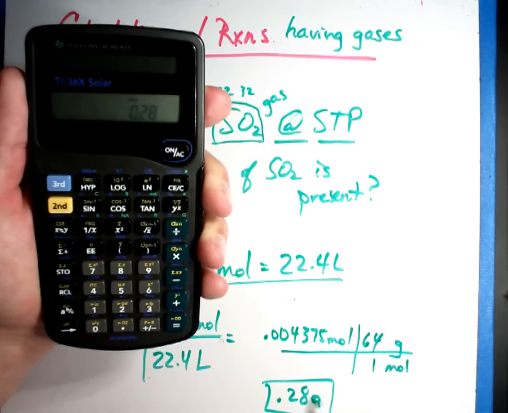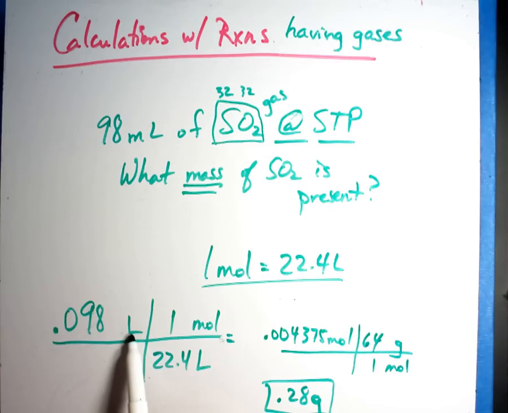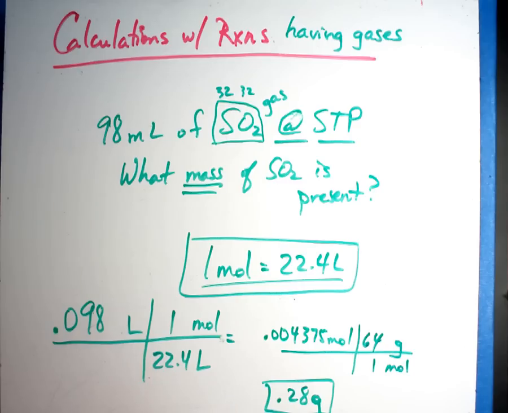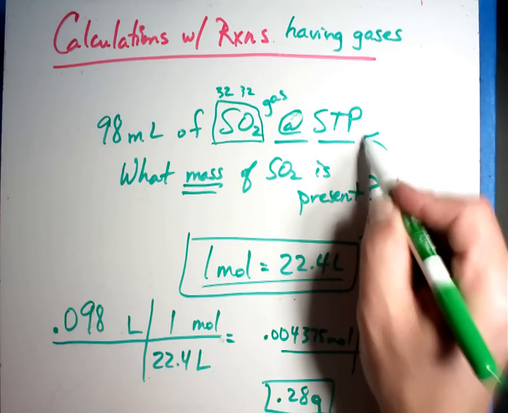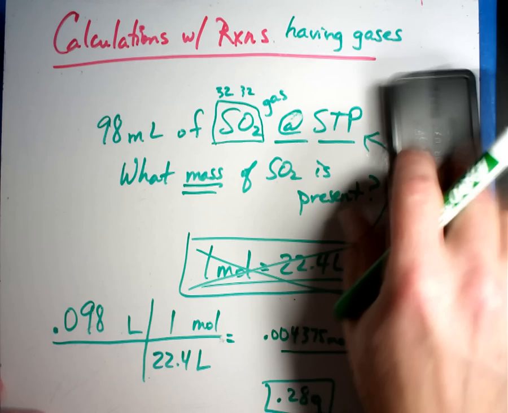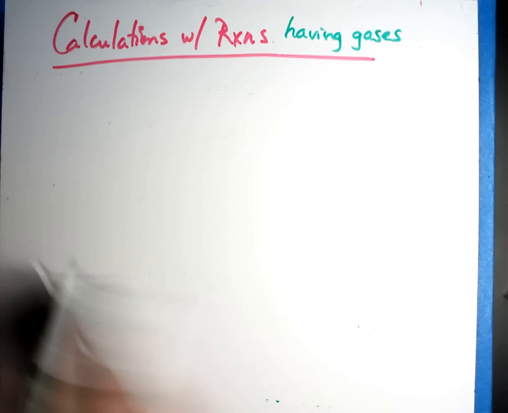Notice I just converted liters to grams because of this fact right here: 1 mole is 22.4 liters. Now remember, it's only true at STP. If it's not STP, then you cannot use that. But in this case, you could. Not too difficult math. Let's try another one real quick. Then I'll have you try one.